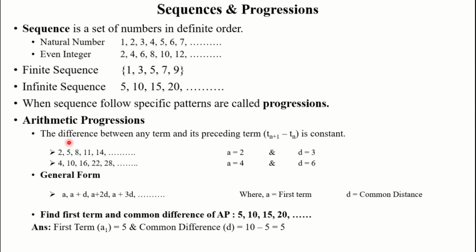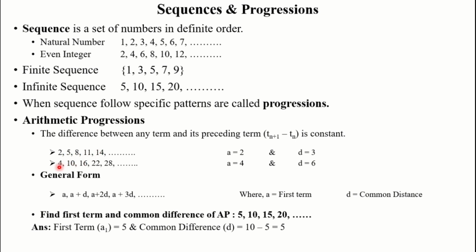Simply we can say, if the difference between any term and its preceding term is constant, then we call it an arithmetic progression. An example of arithmetic progression is 2, 5, 8, 11, 14. Here a means the first term. The first term of the progression is always represented by the small letter a, and d is the common difference between a term and its preceding term. You can see here 2 plus 3 is 5, 5 plus 3 is 8, 8 plus 3 is 11, 11 plus 3 is 14. Such a progression we call an arithmetic progression.